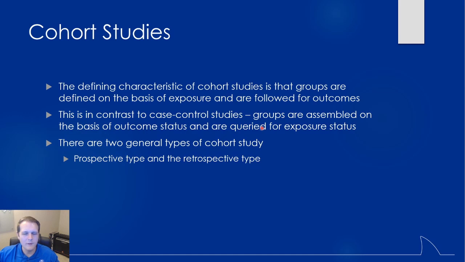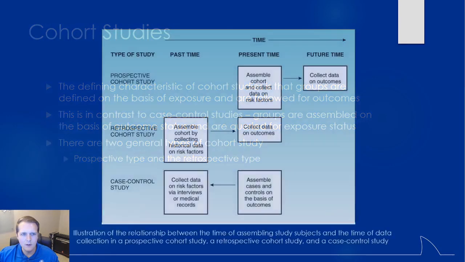Remember that the defining part here, again, is the basis of exposure. So were they exposed or were they not? This is going to be different to our case control studies. As we remember, case control studies are where we are working with patients who have the disease versus those that don't. And then we're looking back in time to see what were the odds of them having a certain risk factor or not, right? And again, there's two main types of cohort studies, prospective and retrospective.